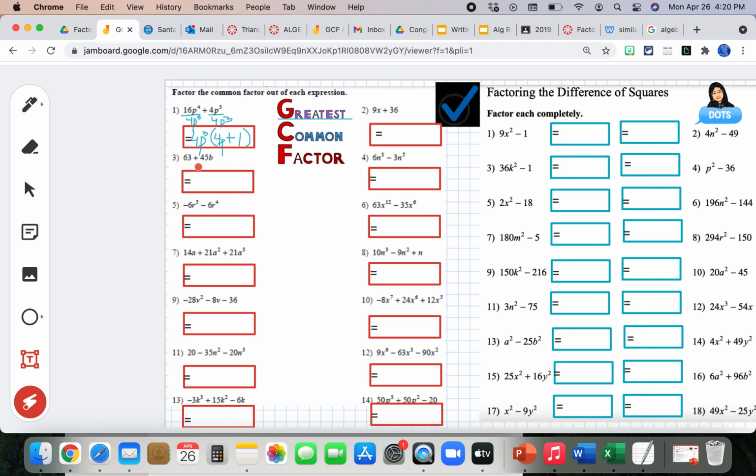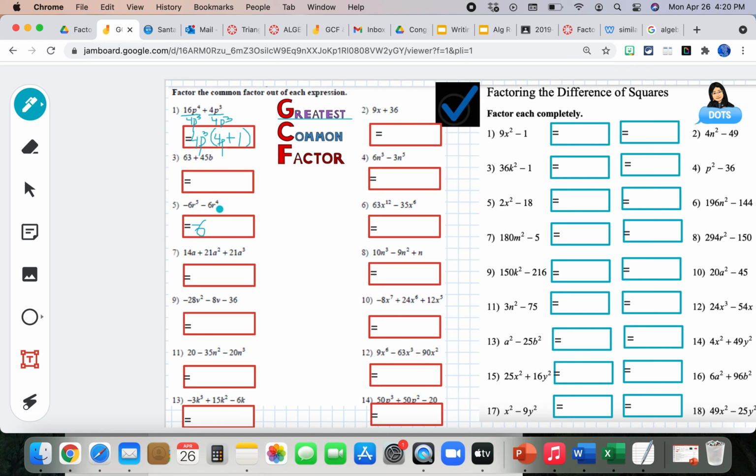Now let's go ahead and try one more problem. Let's go ahead and pick number 5. Okay, so both of these in number 5, both terms have a negative. So what I will do is I will go ahead and take out the negative. And it looks like, hey, both of them have 6. So why don't we start with negative 6?